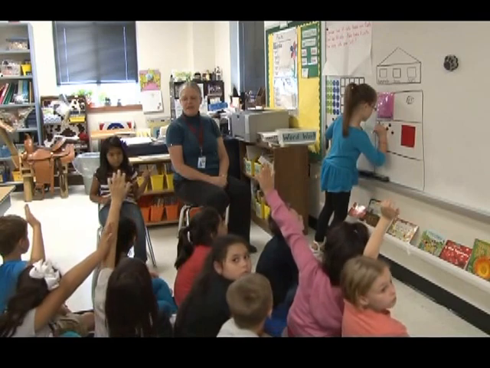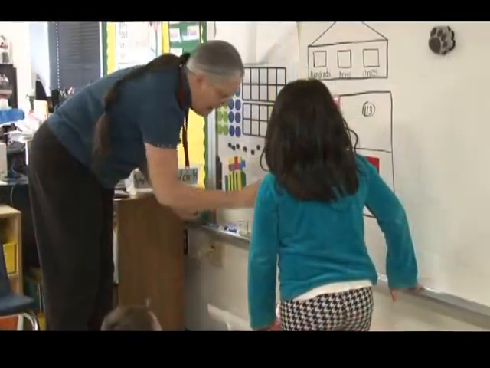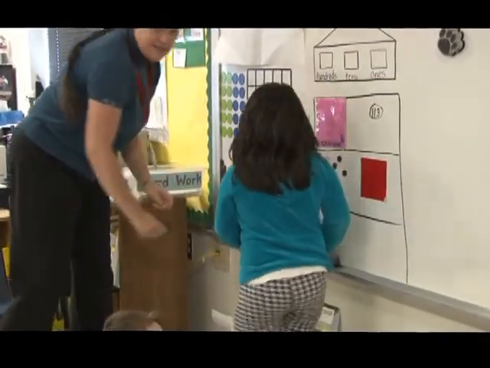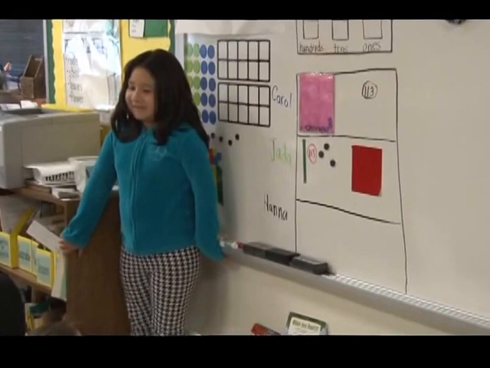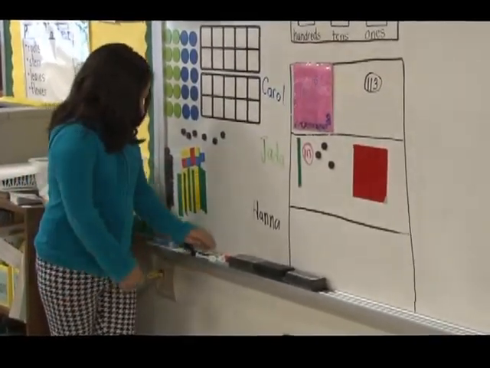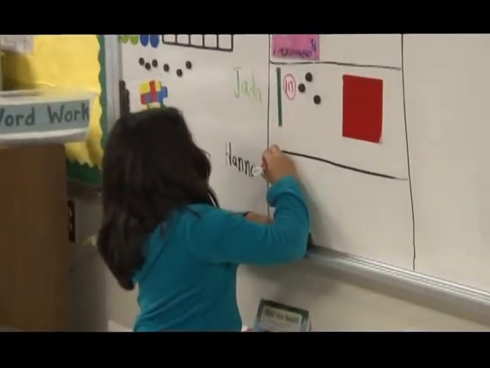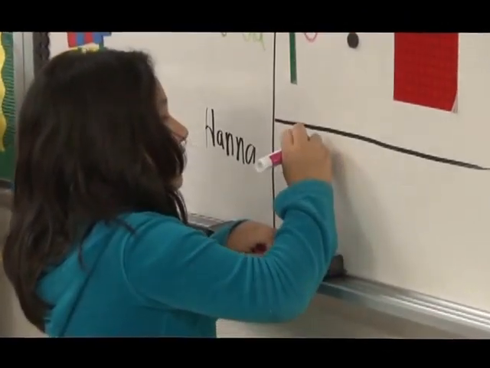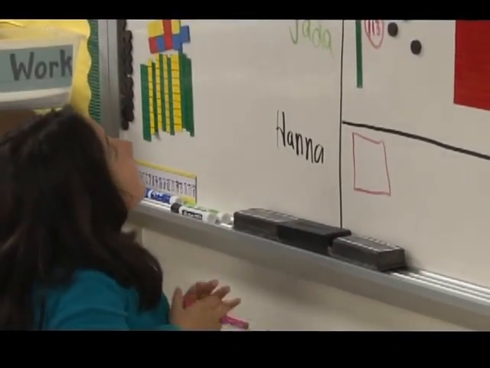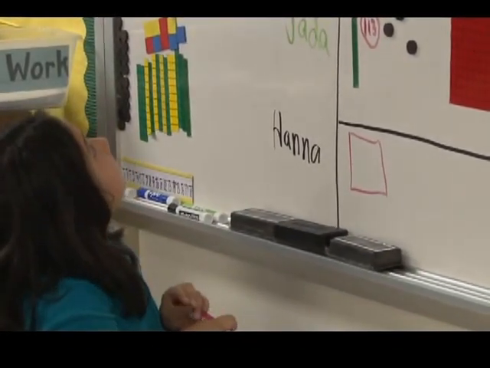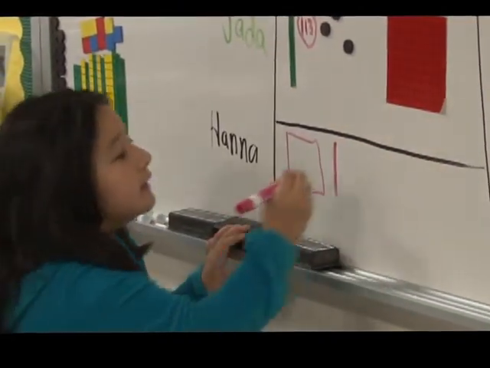Raise a quiet hand if you have a different strategy that you used. Hannah, would you turn and look at the class? Eyes and ears on Hannah. Hannah? I drew a picture. Drew a picture. What did it look like? Show us, draw a picture. Walk us through nice and loud. I did 100 because it was the biggest number. And then I did Clarissa's 10. And then I put my 9 cats.